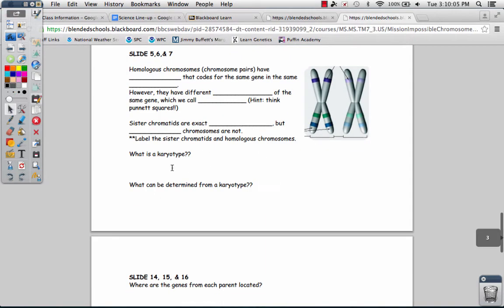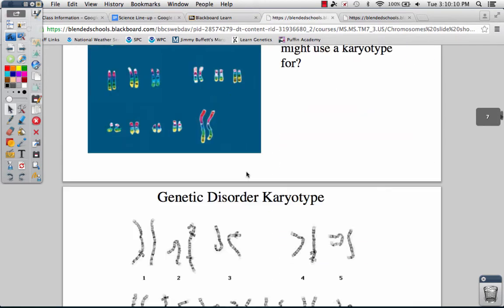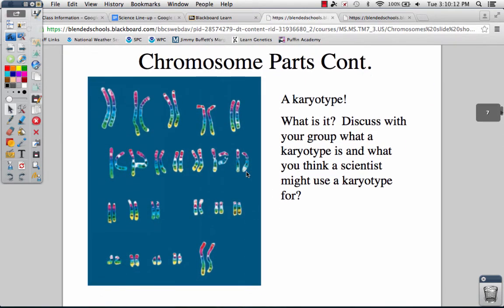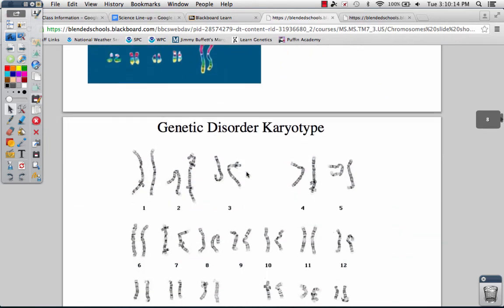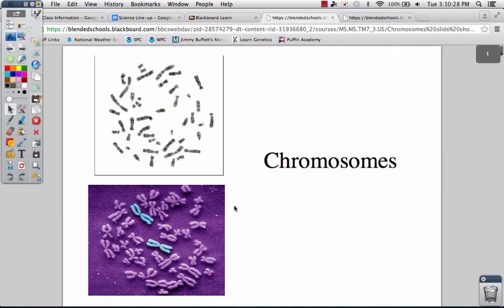Okay, good. Now we go on to the karyotype. So what is a karyotype? We had talked about this a little bit last week. A karyotype is simply something for us to look at and organize the chromosomes. So usually when we see chromosomes, we take a picture and it looks a lot like this.